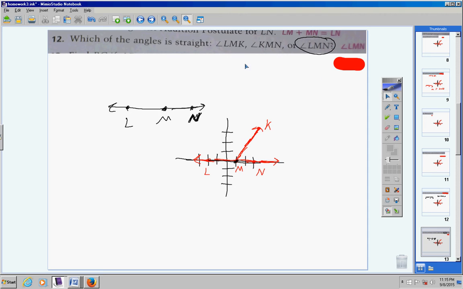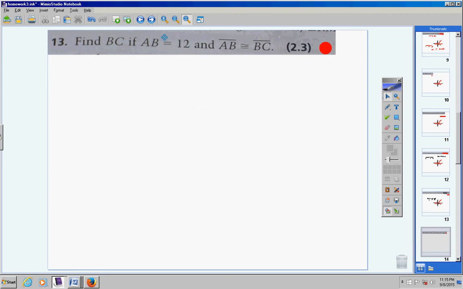Alright. Okay. Moving on to numbers 13 through 16. We're just going to answer the questions. Find BC if AB equals 12 and AB is congruent to BC. Now, guys, that's so easy. Look at this, please. AB is congruent to BC. That means AB equals BC. Got it? How big is AB? 12. So how big does BC have to be? 12. They're equal. So the answer is 12.